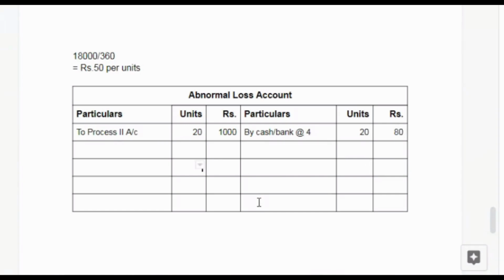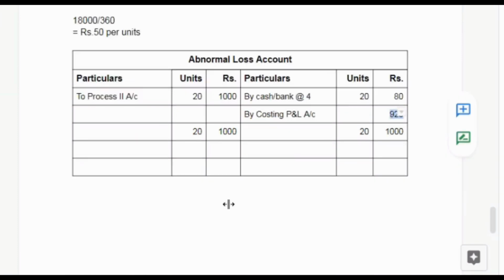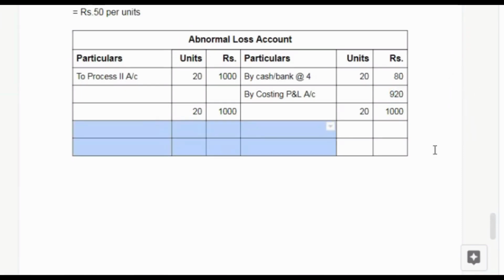Okay, and now if I close this, then here the 20 unit column total and the same 20 is the unit column total. The unit column is closed, and in the amount column here is 1,000, and if you put the same amount 1,000 on the credit side, then the difference is 920, and this 920 is known as by costing profit and loss account. Profit and loss account, and the amount is 920.